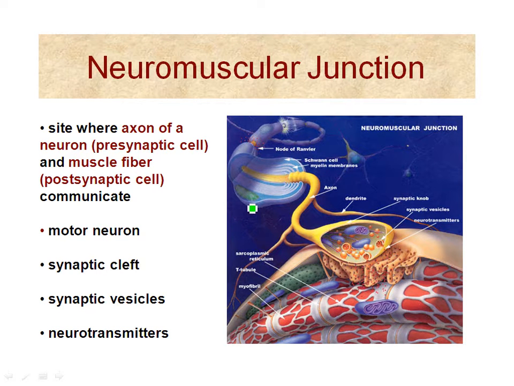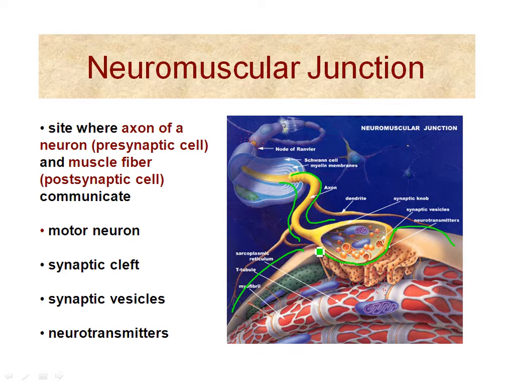So for instance, if my hand is the muscle cell and my fist is the axon terminal of the motor neuron, there's a little tiny space between the two at the neuromuscular junction, and that space between the two is the synapse. All right, so here we have the axon of a motor neuron. Down here we have the muscle cell. Okay, the synaptic cleft is the same thing as the synapse. It's that space between the two.